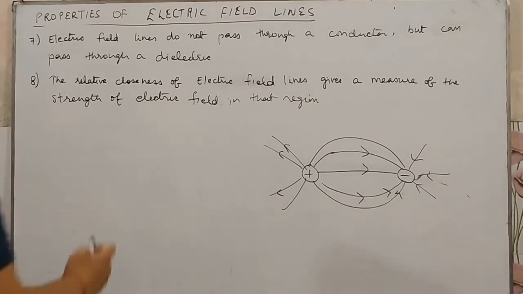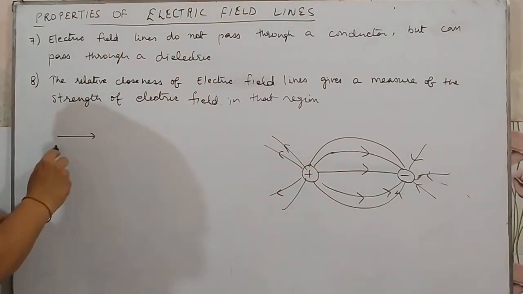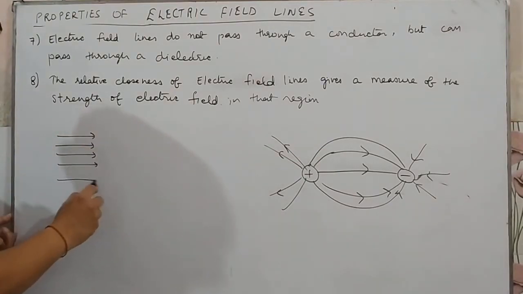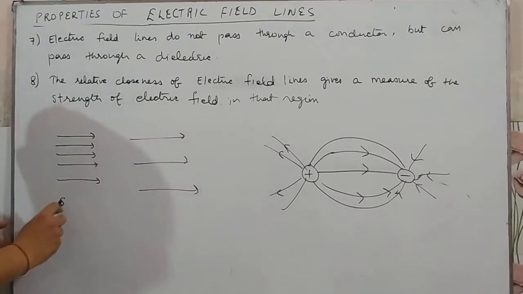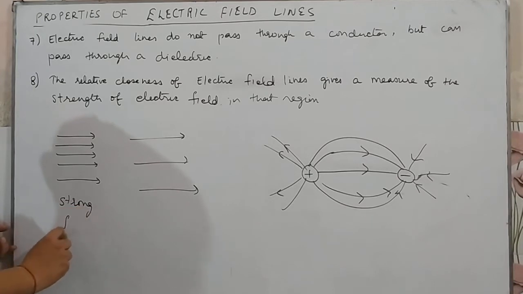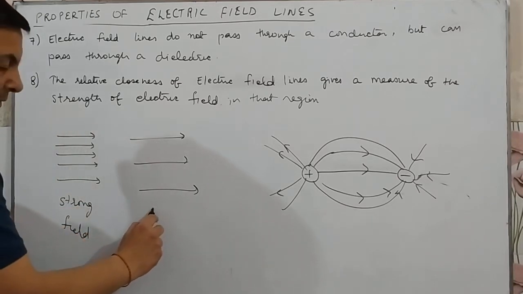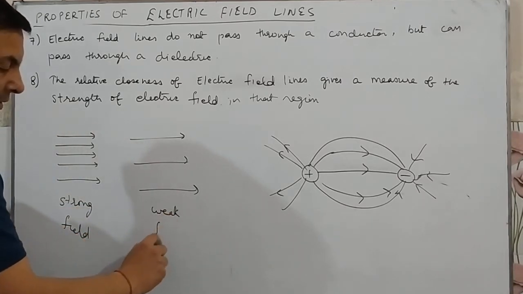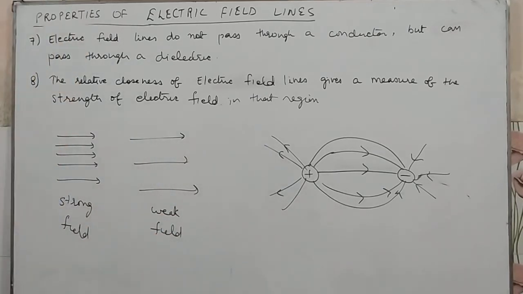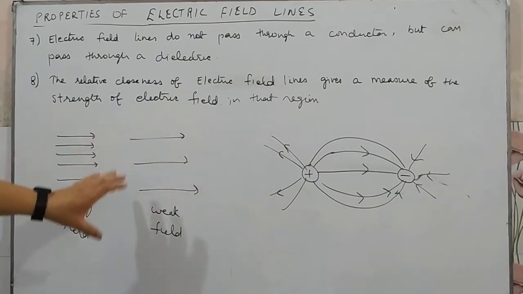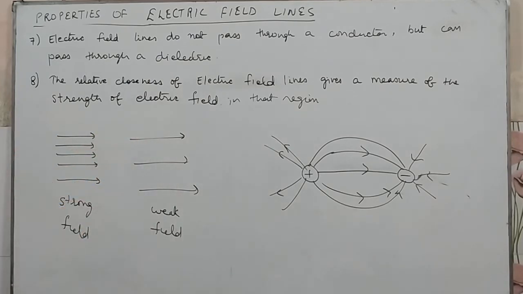Suppose we draw it another way. This is an example of a strong electric field, whereas this is an example of a weak field. Why? Because you can see the relative closeness in both regions is different. Here the field lines are closer, so it depicts a stronger field. These are farther apart, so they depict a weak field.